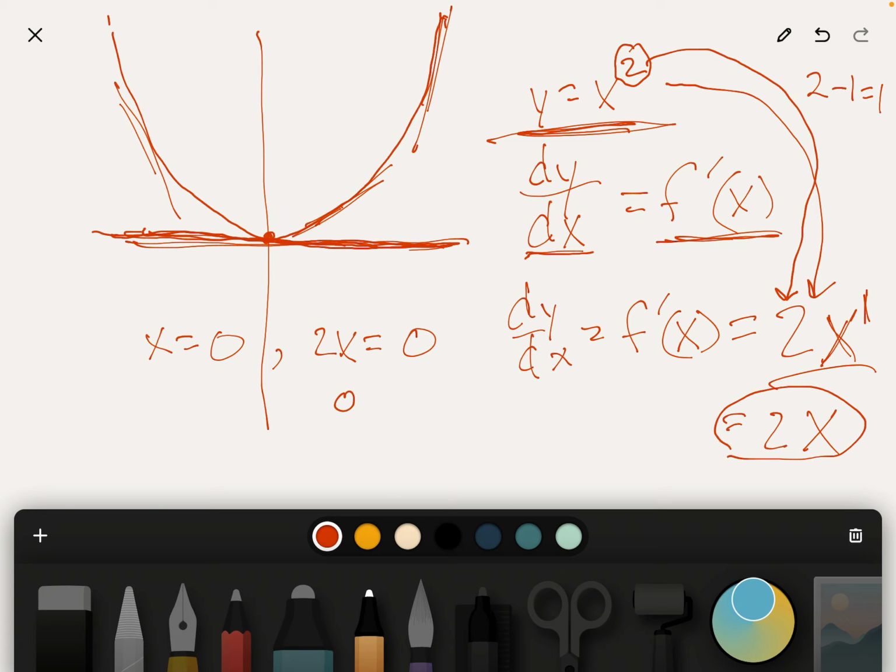But you would just plug in. So if you want to find the slope at x equals 1, well, that would be 2x equals 2. At x equals 4, 2x equals 8. So that's a simple example of how you find the derivative.